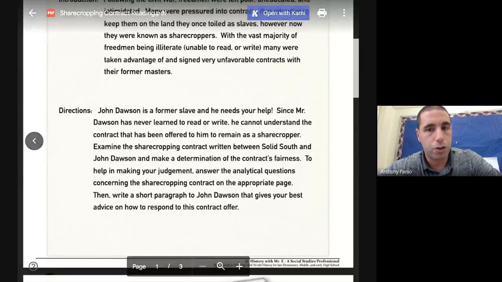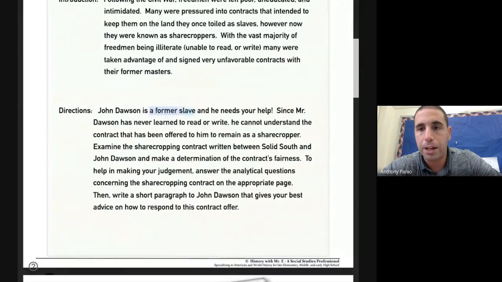So John Dawson, your friend, is a former slave and he needs your help. Since Mr. Dawson has never learned to read or write, he cannot understand the contract that has been offered to him to remain as a sharecropper. Examine the sharecropping contract written between Solid South, which is the name of the company he's going to work for, his farmland, and John Dawson, and you're going to make a determination of the contract's fairness. To help in making your judgment, answer the analytical questions concerning the sharecropping contract on the appropriate page.